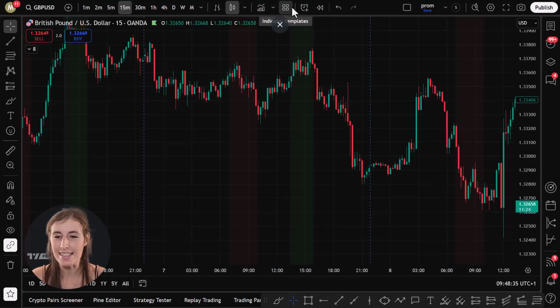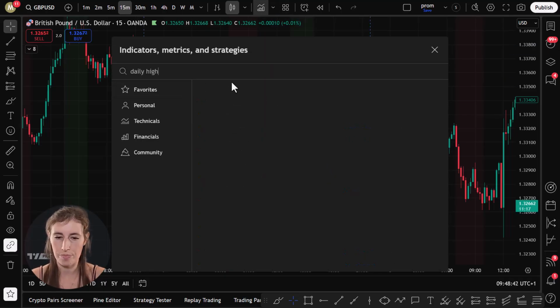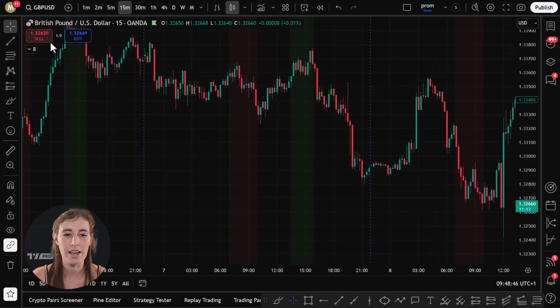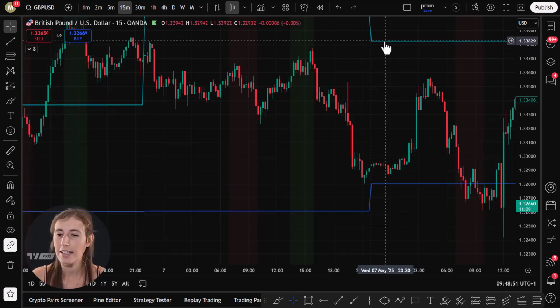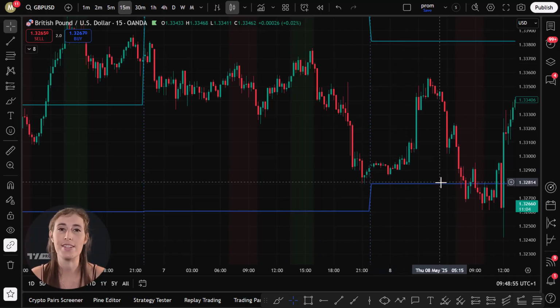From the indicators tab at the top, you can search for daily high or low. There are quite a few different options here. I already have it on my chart, so I'm going to show that now. And the light blue line shows the previous daily high. The dark blue line shows the previous daily low.